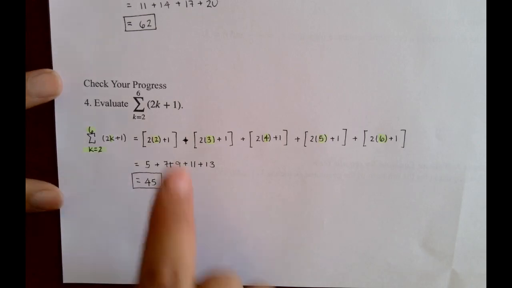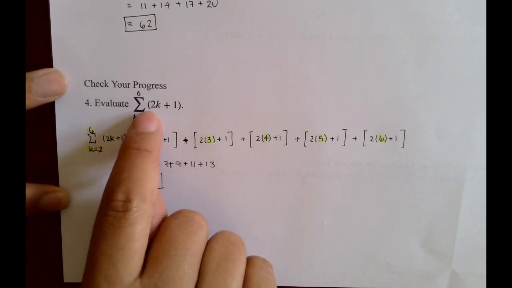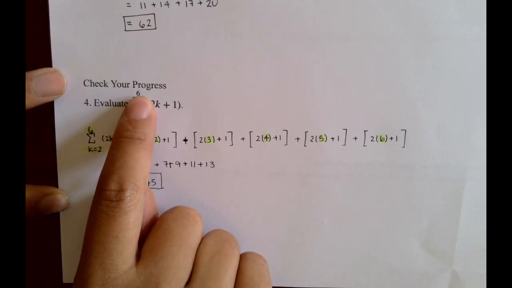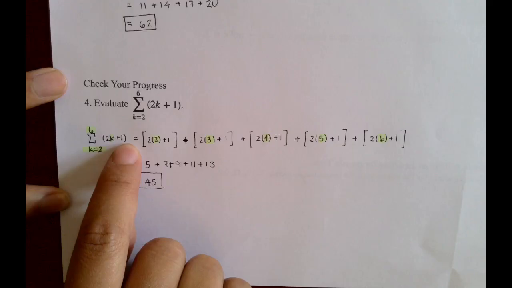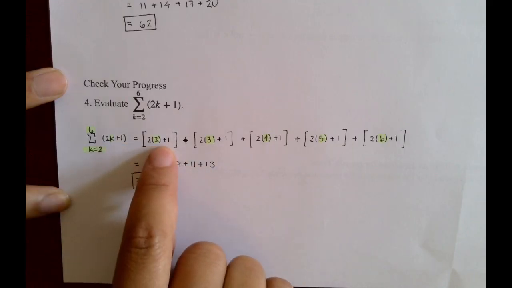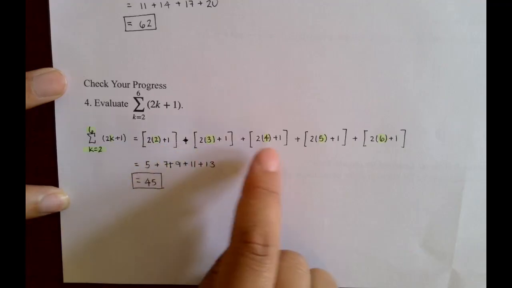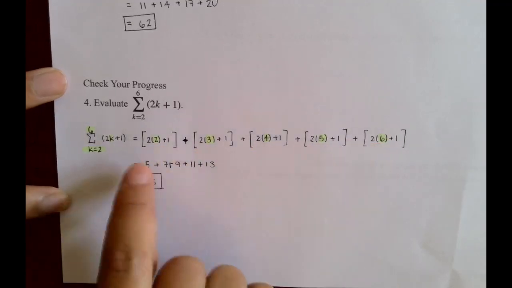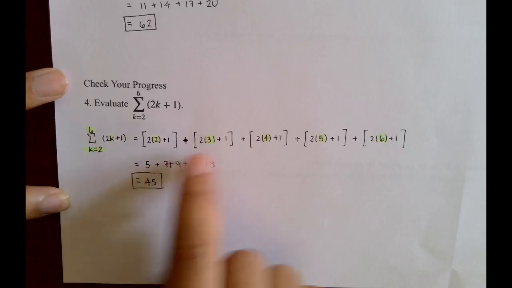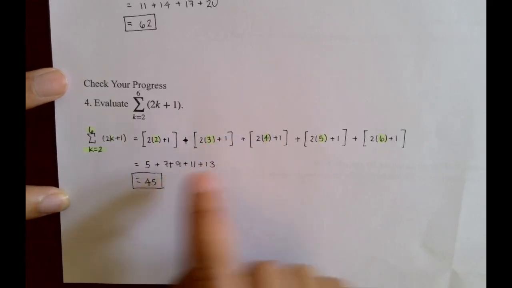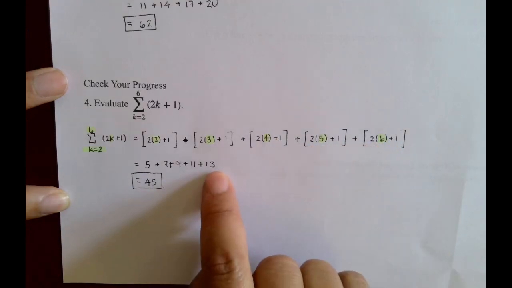So here I want the sum of 2k plus 1, where k goes from 2 to 6. Using 2k plus 1, I'm going from k equals 2 all the way to 6. So that's why it's 2, 3, 4, 5, 6. 2 times 2 is 4, plus 1 is 5. 2 times 3 is 6, plus 1 is 7. 2 times 4 is 8, plus 1 is 9. 2 times 5 is 10, plus 1 is 11. And 2 times 6 is 12, plus 1 is 13.